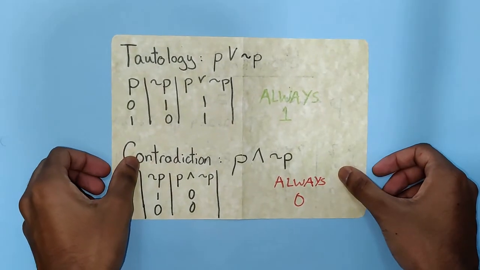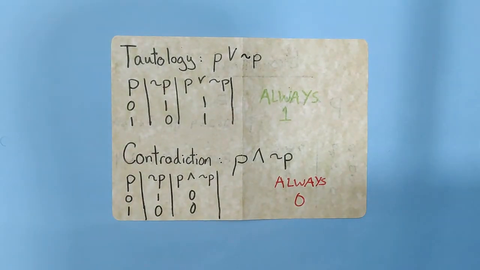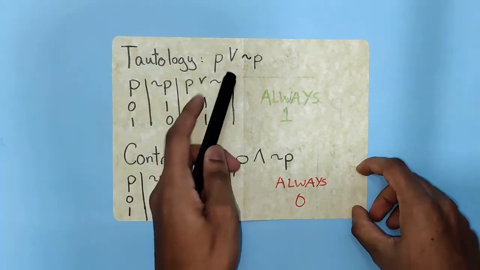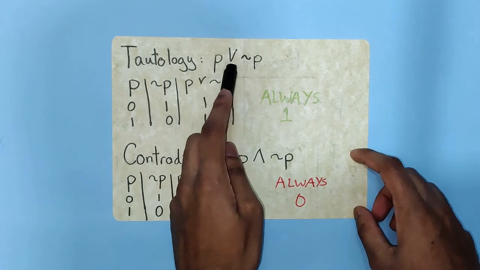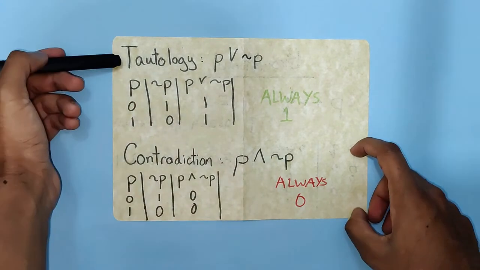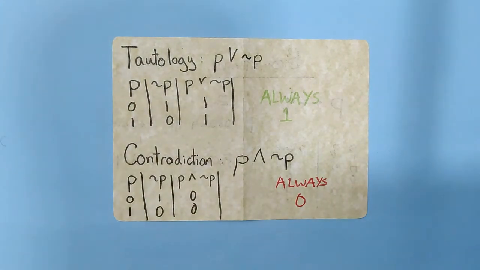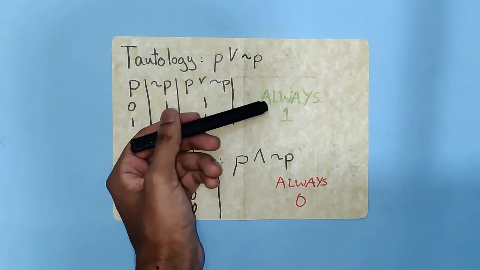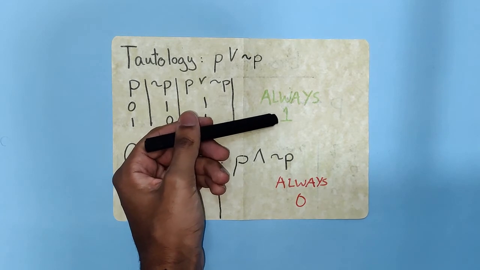Also, two important things to note. There are special terms in logic called a tautology and a contradiction. A tautology, an example of that, is P or not P. And essentially, a tautology is a statement that is always true. In other words, it always has a truth value of 1.